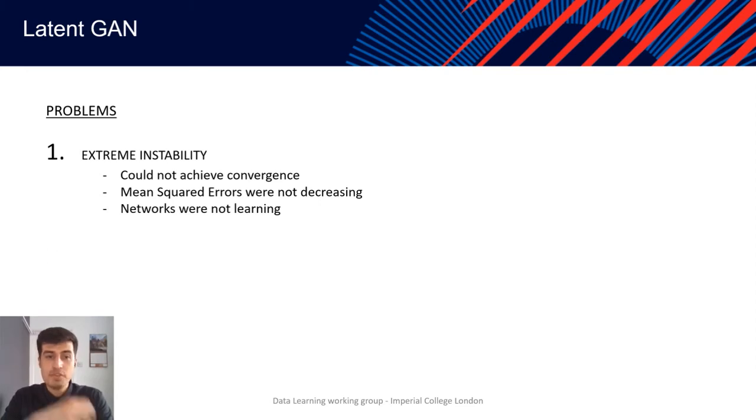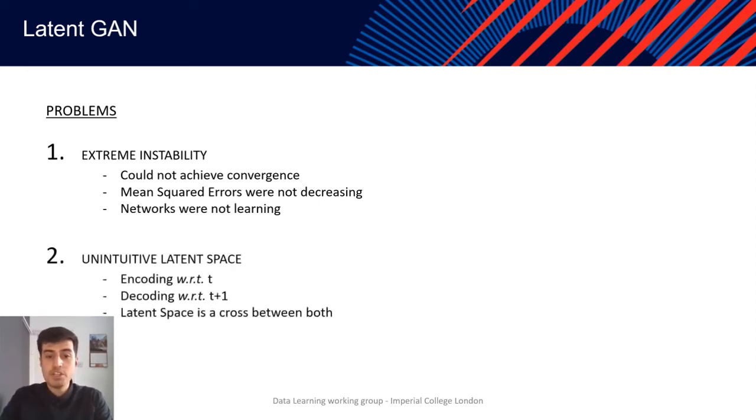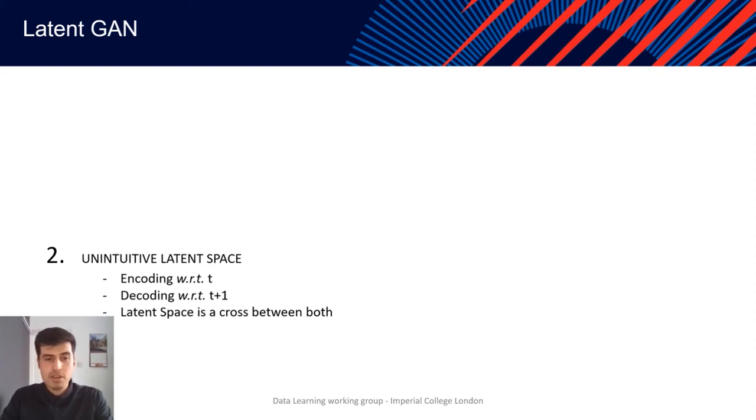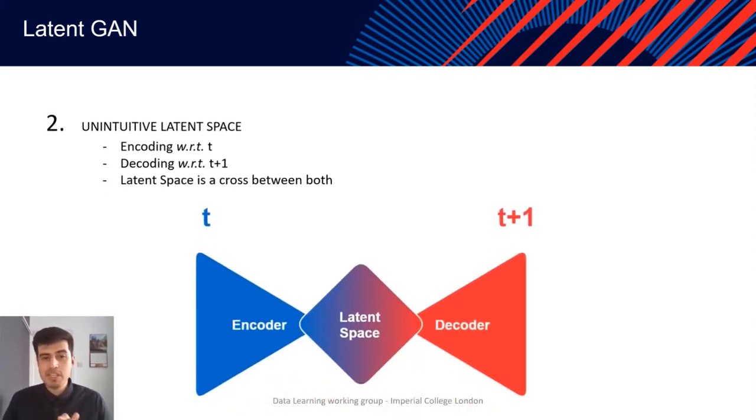A second, less obvious issue was that an unintuitive latent space was being generated. From this diagram, you can see blue represents time t and red represents time t plus 1. We can see that the latent space becomes a strange cross between the two. This may not have been an issue for this very specific task we're trying to solve here, namely generating predictions at the preceding time step. But if we wanted to use the encoder as a standalone model for future work, this wouldn't be particularly useful.